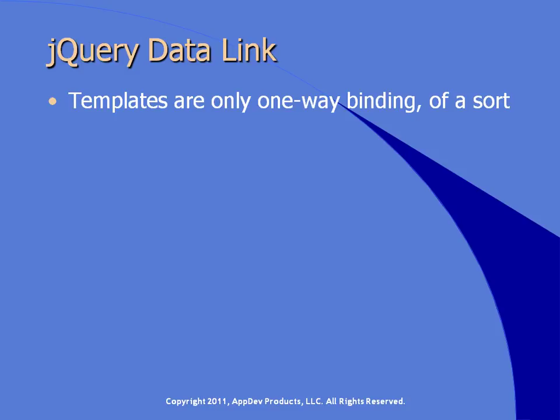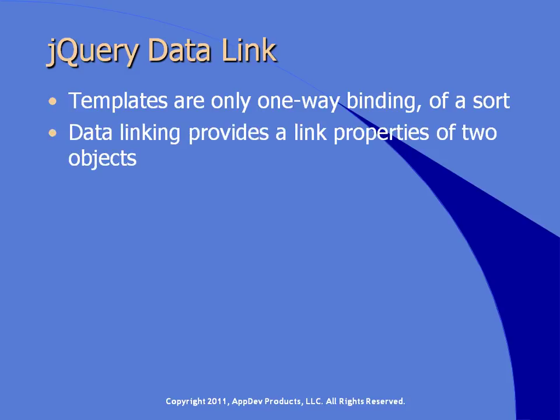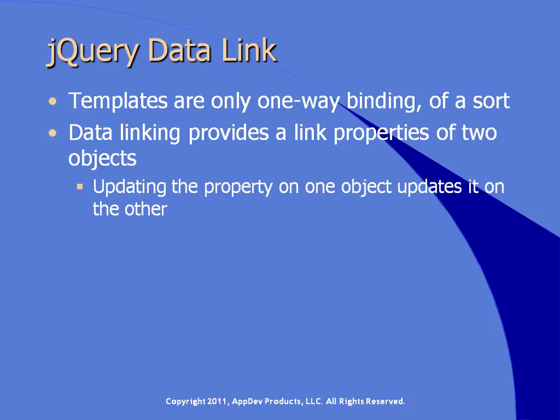You can bind the data to the template for display, but there's no support to let the user update the data and automatically update the underlying JavaScript objects. That's where data linking comes in, which is implemented in the jQuery data link plugin that Microsoft developed. Data linking provides a way to link a property of one object to a property of another object. Once they're linked, updating the linked property on either object automatically updates the property on the other object.